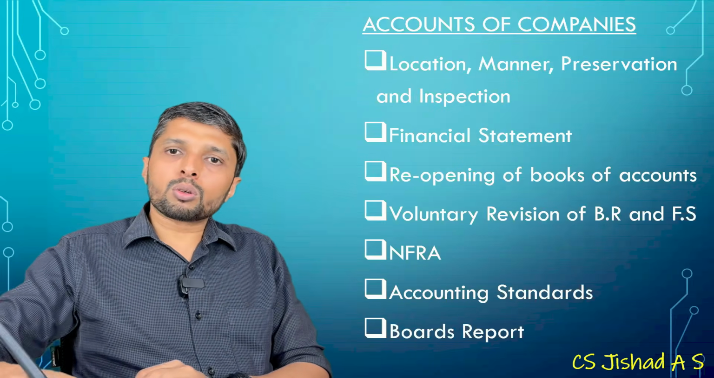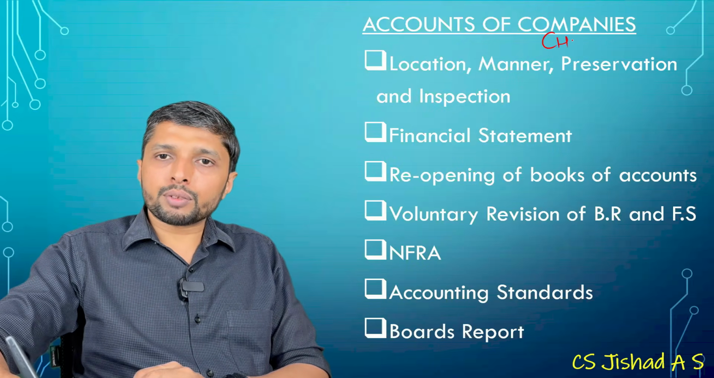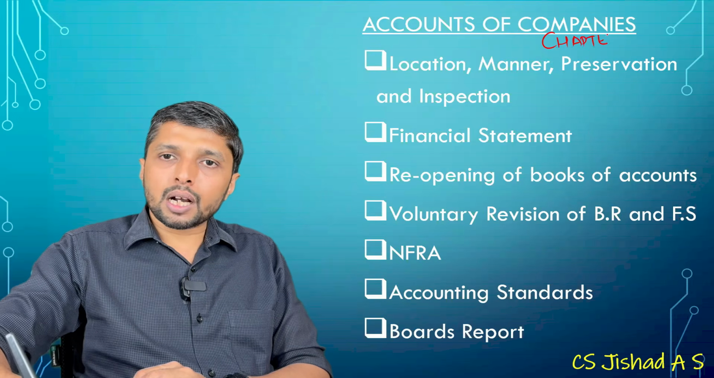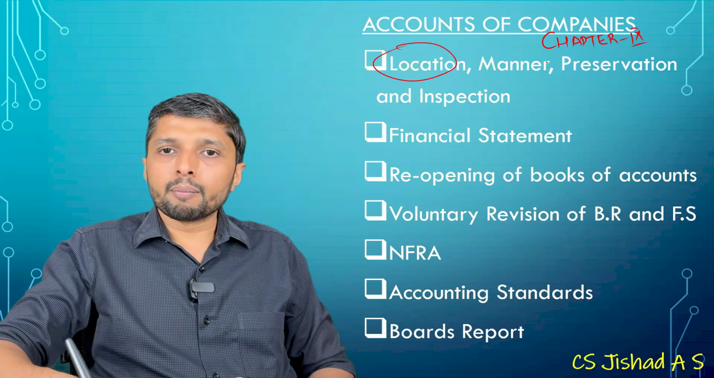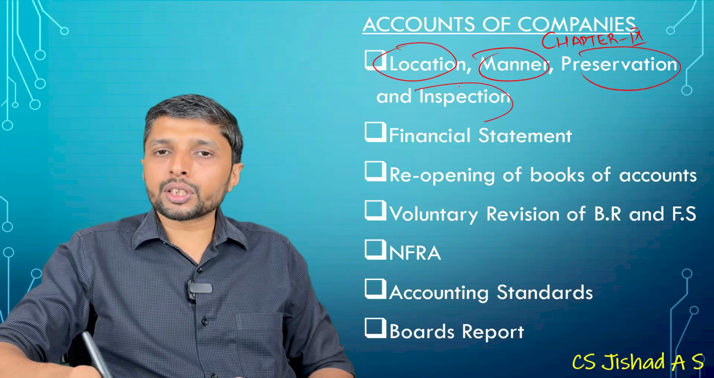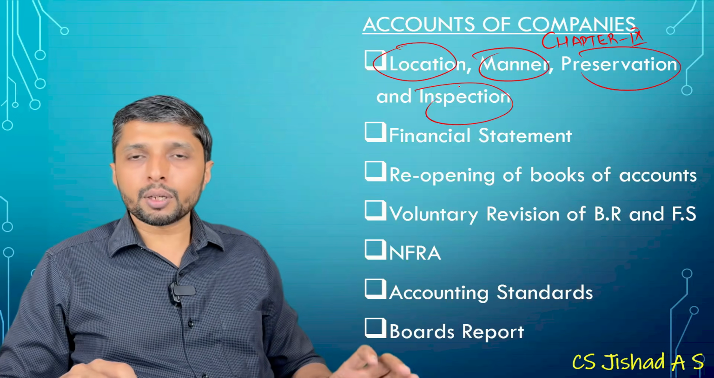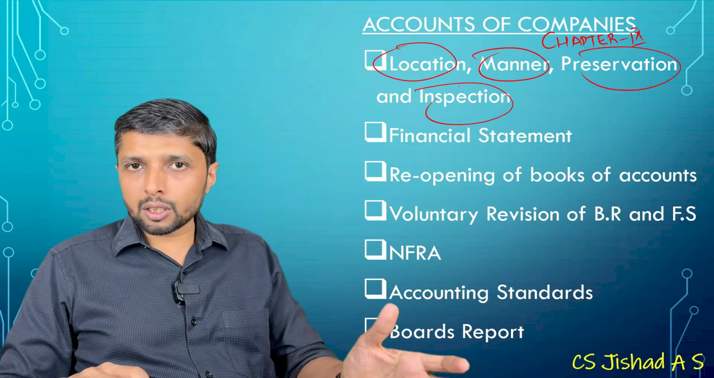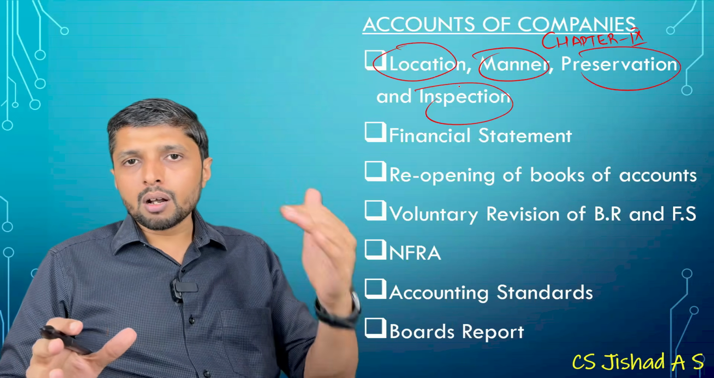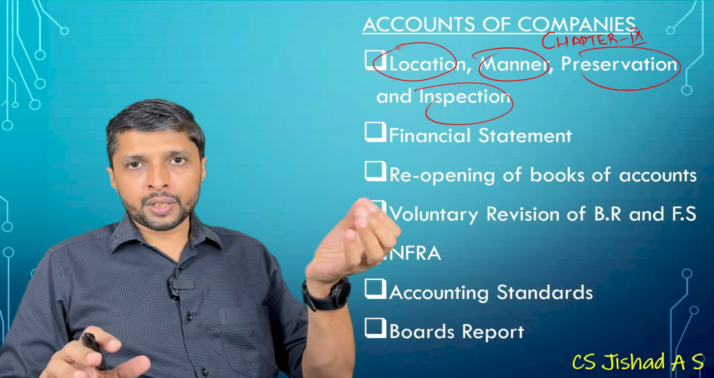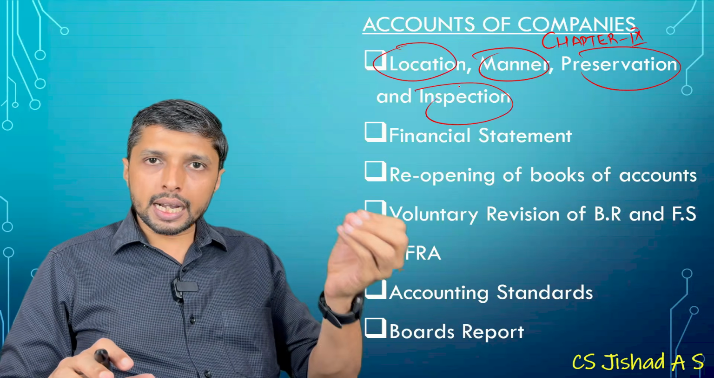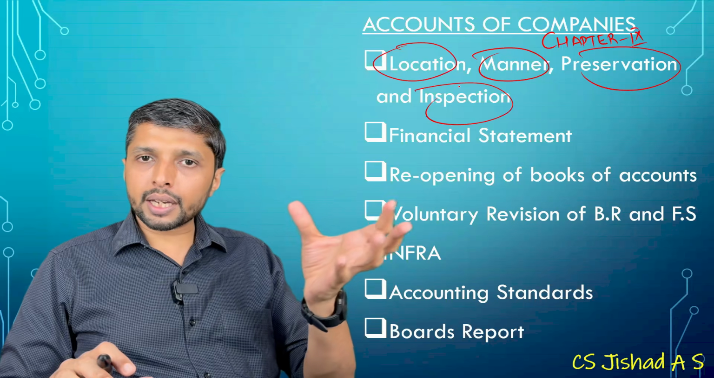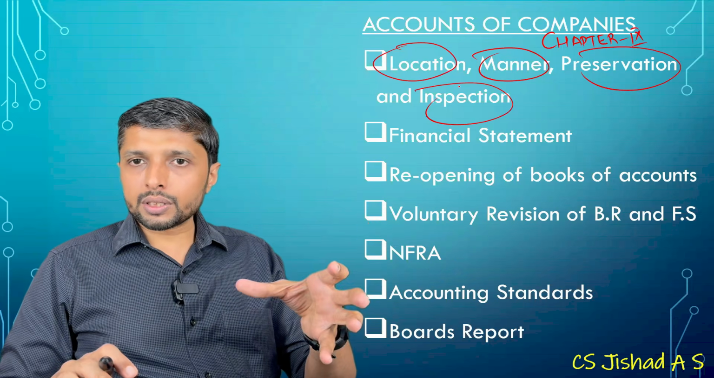Now we'll move to chapter 9 of the Companies Act, which explains the accounts of companies. Section 128 explains the location, manner, preservation and inspection of books of accounts. You can keep your books of accounts in your registered office, and no particular approval is required, or at any other place in India. If you are keeping your books in any other place in India, you have to pass a board resolution and file the same with the ROC. As to manner, you can keep it in electronic mode or physical mode.